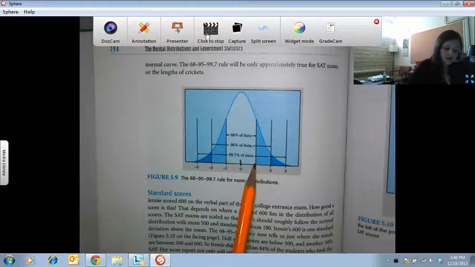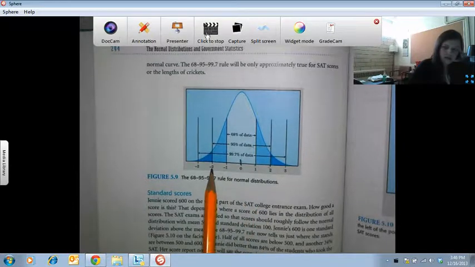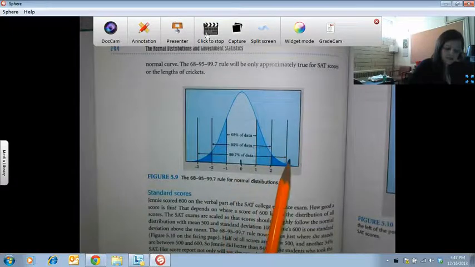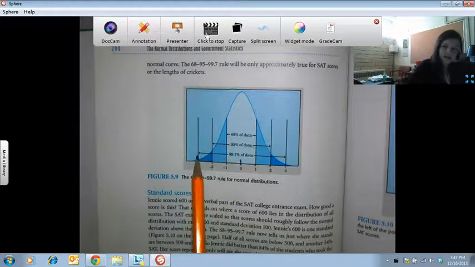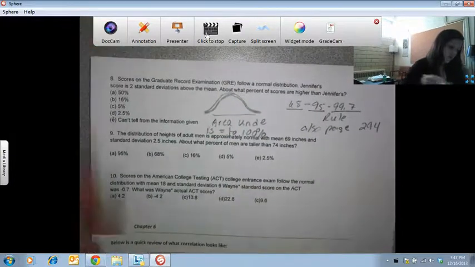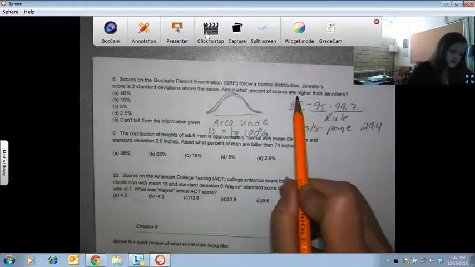Okay, and then within 2 standard deviations of the mean, so +2 and -2 z-score, that's going to be 95% of the data. And then 3 is going to be 99.7% of the data. So what's the question asking us here? It says about what percent of scores are higher than Jennifer's.